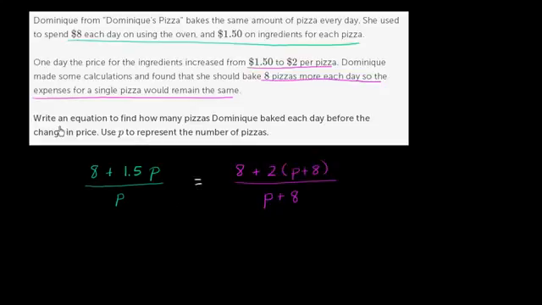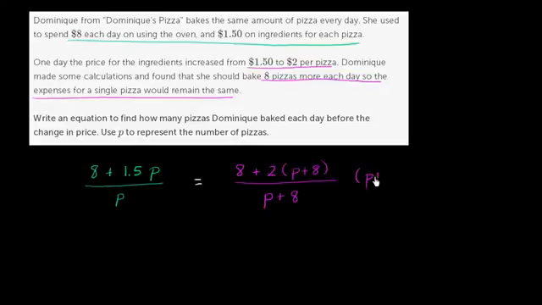So we did that first part, or we did what they asked us. We wrote an equation to find out how many pizzas Dominique baked each day before the change in price, and we used P to represent the number of pizzas. But now for fun, let's actually just solve for P. So let's just simplify things a little bit. Actually, let's just cross multiply on both sides. Or another way of thinking about it is multiply both sides times P plus 8 and multiply both sides times P.